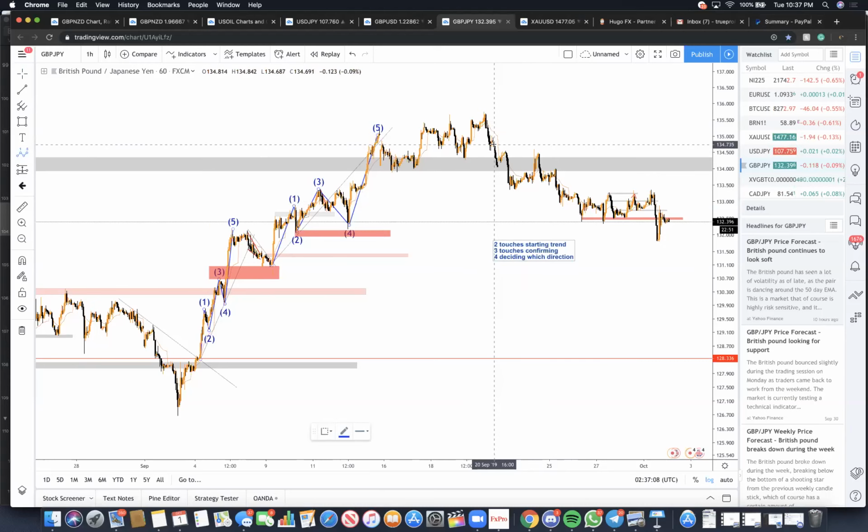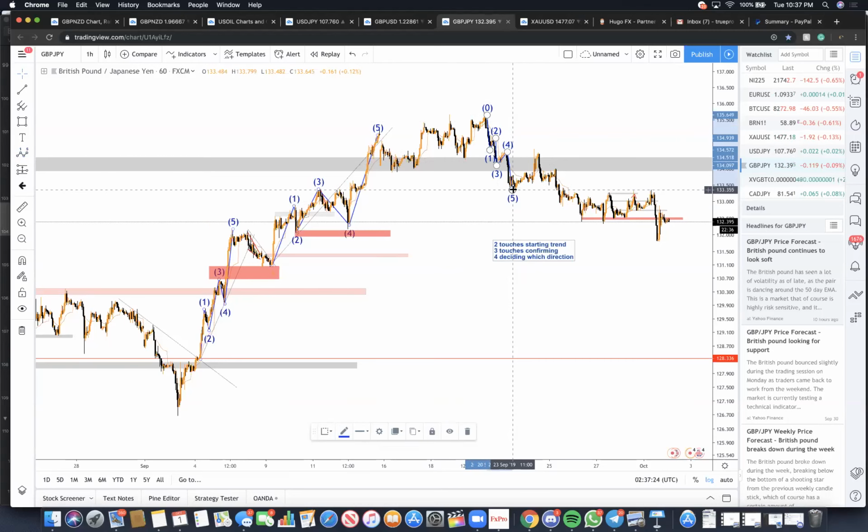So we have the market going up, it reached this point, and it made its first move down. Here's the retest, second wave. The third wave was not greater than the first wave. So after the retest, the market made a large push to the downside.